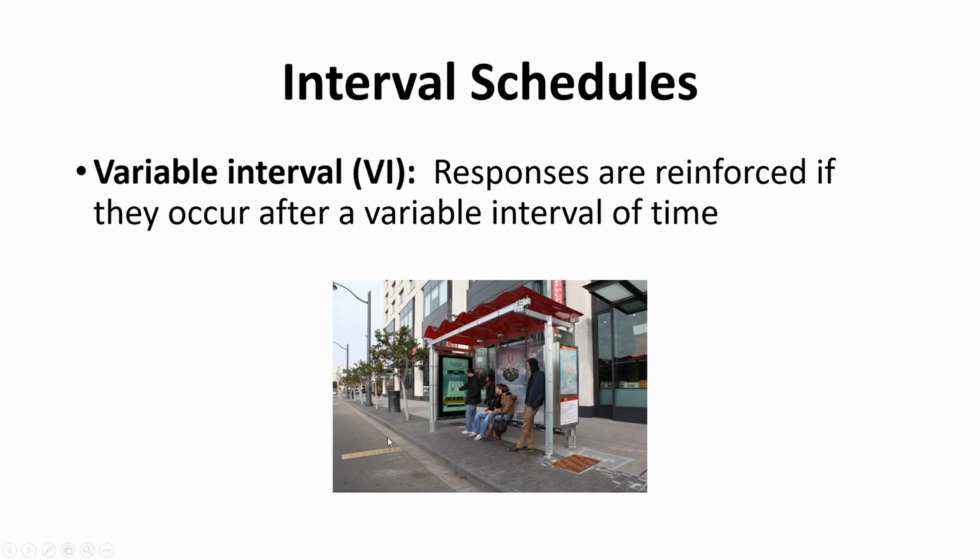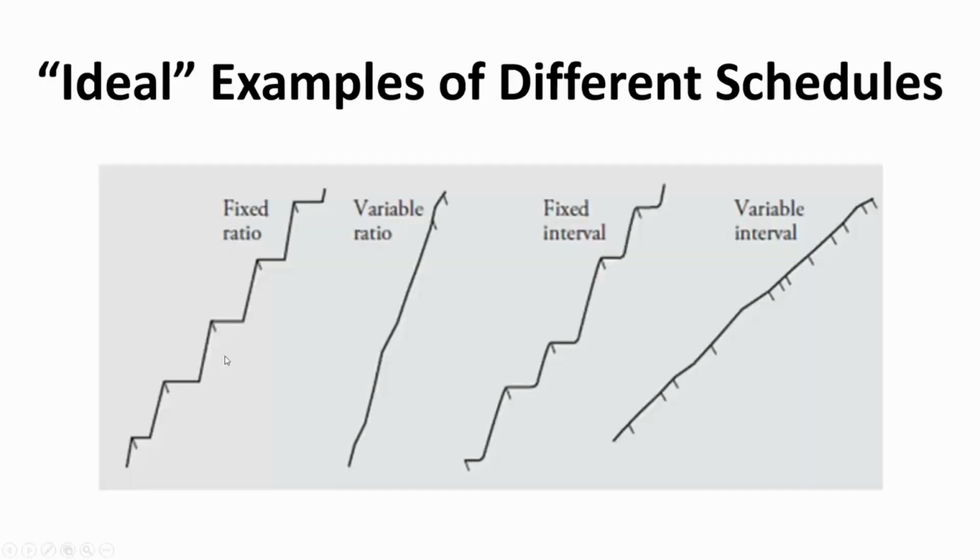So an example of this is waiting for the bus. Maybe the bus is supposed to come every 15 minutes, but if you've ever waited for a bus, it's very rarely exactly on time. So sometimes the bus comes sooner, maybe it's going to be there in 10 minutes. Or maybe it's going to take longer and it won't be there until 20 minutes. So there's some variability in that schedule of reinforcement.